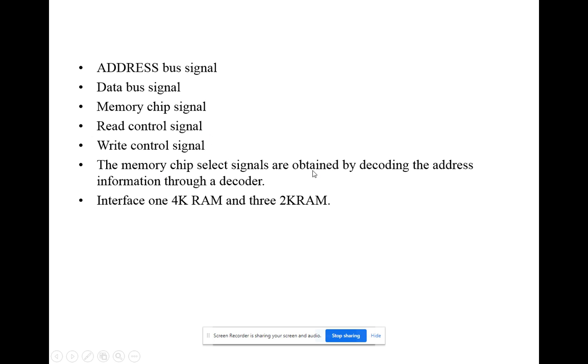Then the memory chip select signals are obtained by decoding the address information through a decoder. Here you will be using the decoder to decode your address from the multiplexed data and address lines. Then, interface 1 4K RAM and 3 2K RAM. So externally you can connect 3 RAMs of 2K size, and similarly one 4K size RAM can be interconnected.